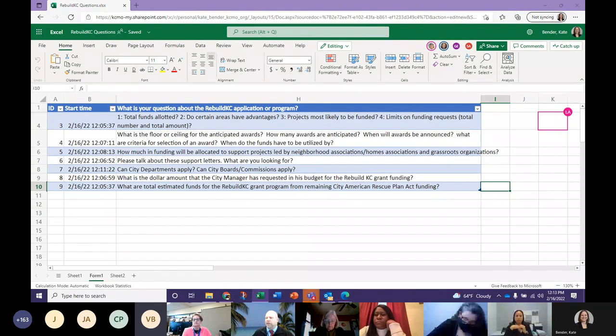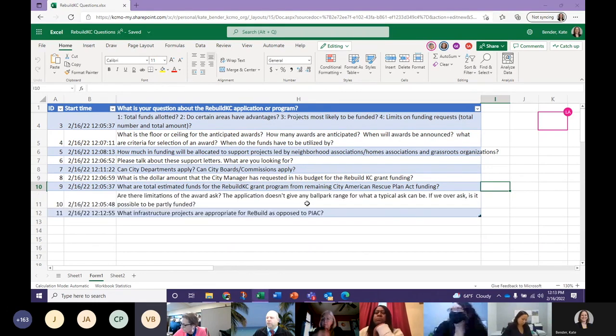So yeah, first question, total funds allotted. What we're anticipating is around $10 million to be allotted for this. That's why we're not awarding these until after May 1st, because the city council can certainly add or subtract to those dollar funds, but we're anticipating in the $10 million range. Some other questions on that same line. Do certain areas have advantages?